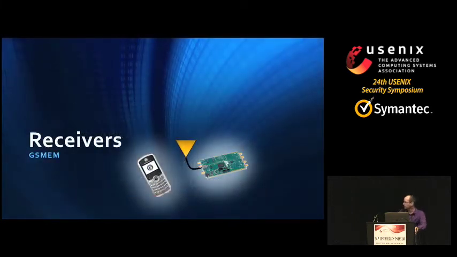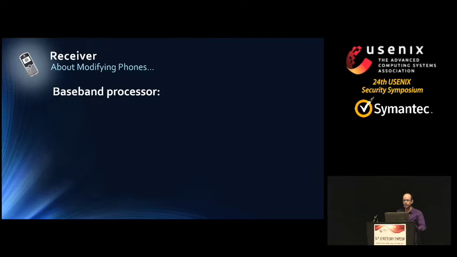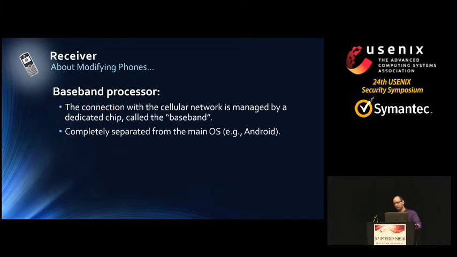Now let's move on to talk a little about the receivers, and about modifying phones. Every phone comes with a baseband processor. It's a dedicated chip that is responsible for sending and receiving RF frequencies and managing the communication. And this chip is completely separated from the CPU, in other words, the chip that runs the operating system, for example the Android operating system.